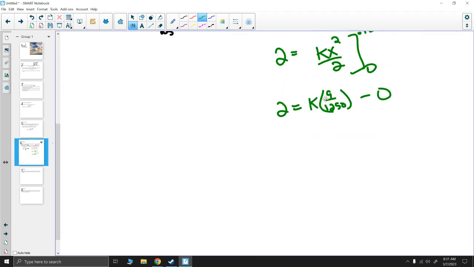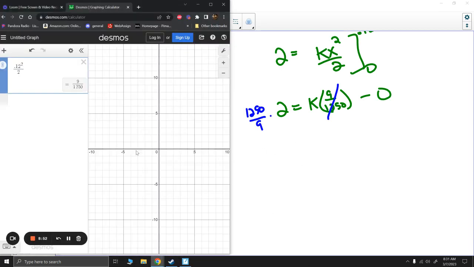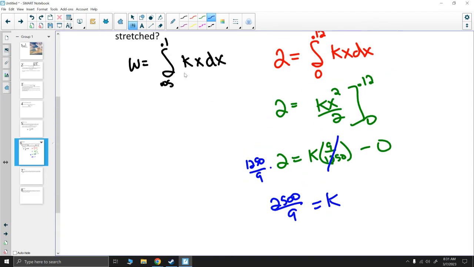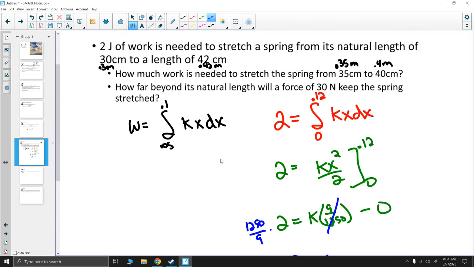So solving for k, we're going to divide by 9 over 1250 or multiply by 1250 over 9, which I'm going to do. 1250 over 9 times 2. So 2 times 1250 is 2500 over 9. I guess I could have done that one in my head too. That's our spring constant, K. So now we're going to use this spring constant to solve all the rest of our information here.